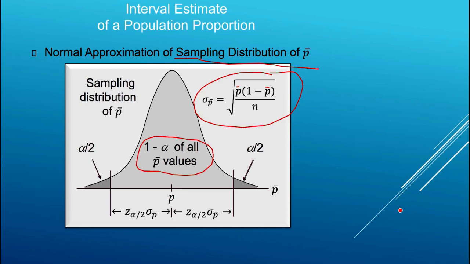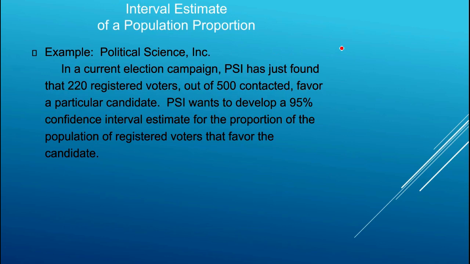it's not as convenient because the different values of t or z aren't as conveniently tabulated. So here's a quick example.